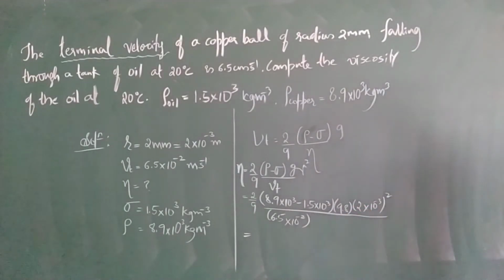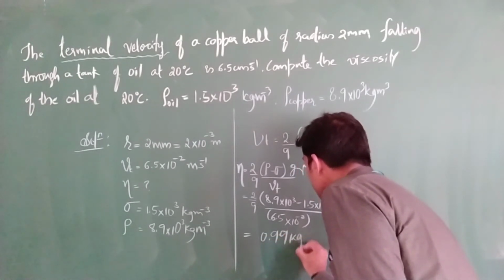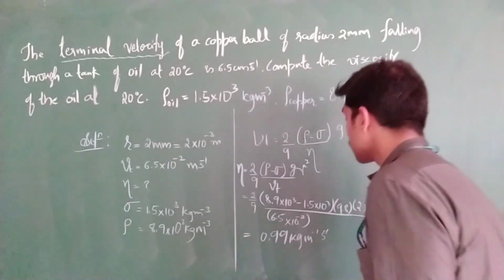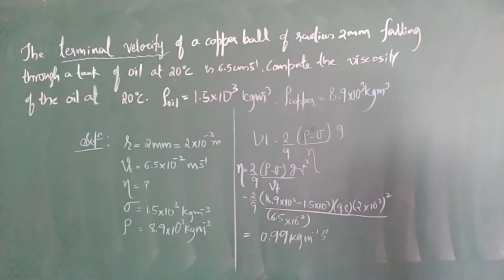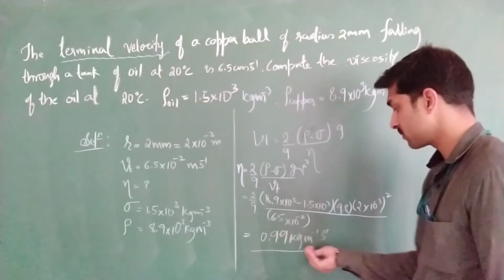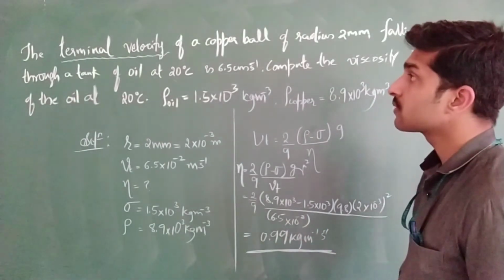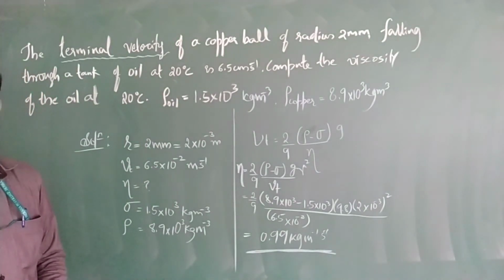Here just cross check what all the things are remaining. Clear? So finally you are going to get the final answer as 0.99. Okay? Check whether you are going to get this or not. 9.9 into 10 to the power of minus 1, or 0.99 kg per meter per second, based on terminal velocity. Shall I erase the board?